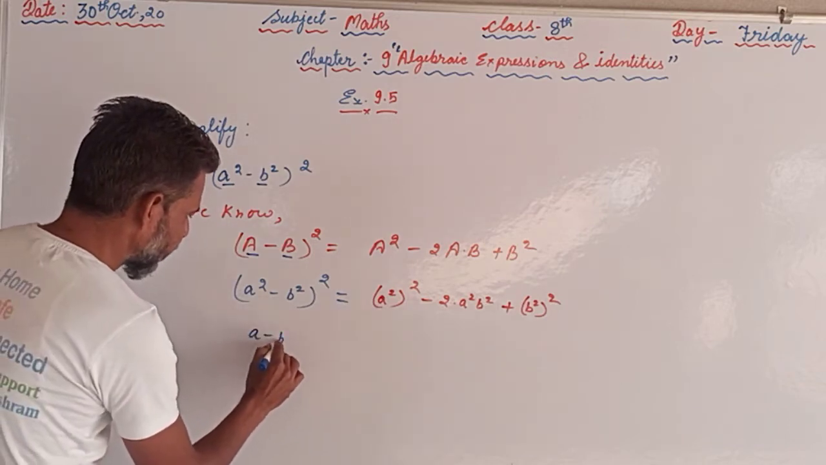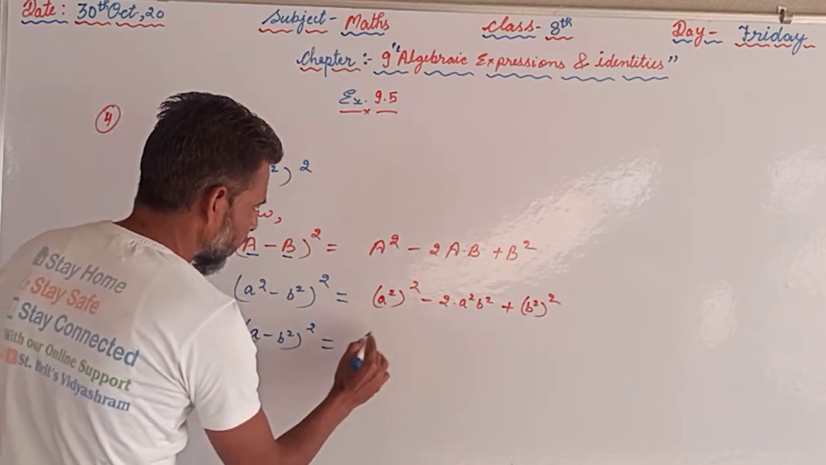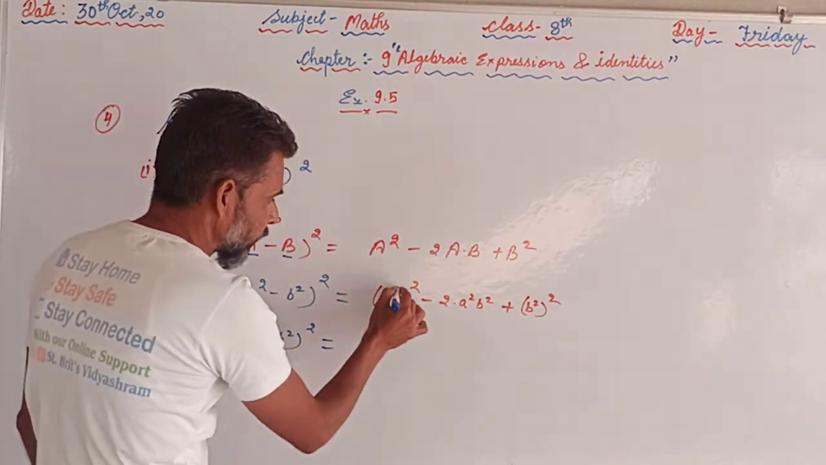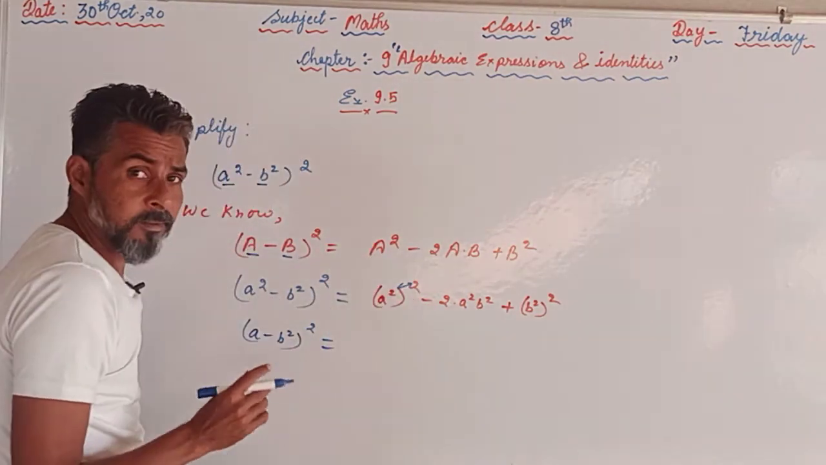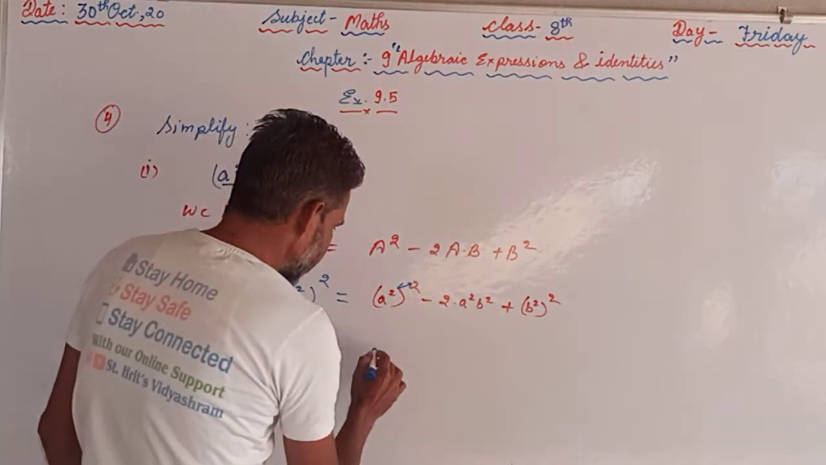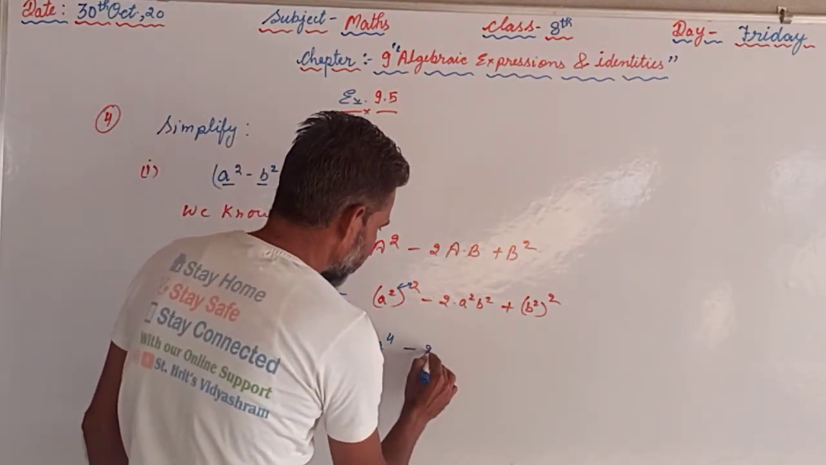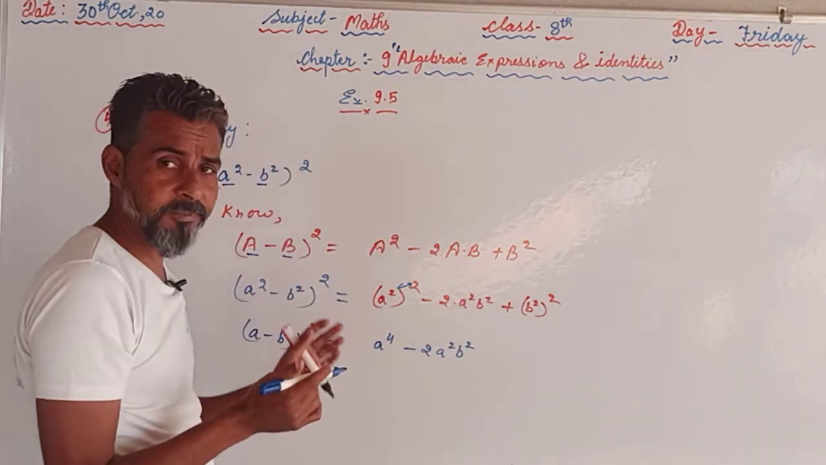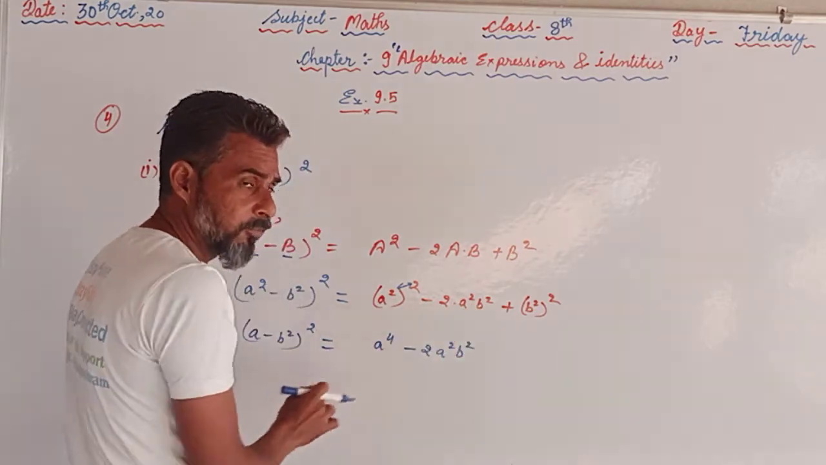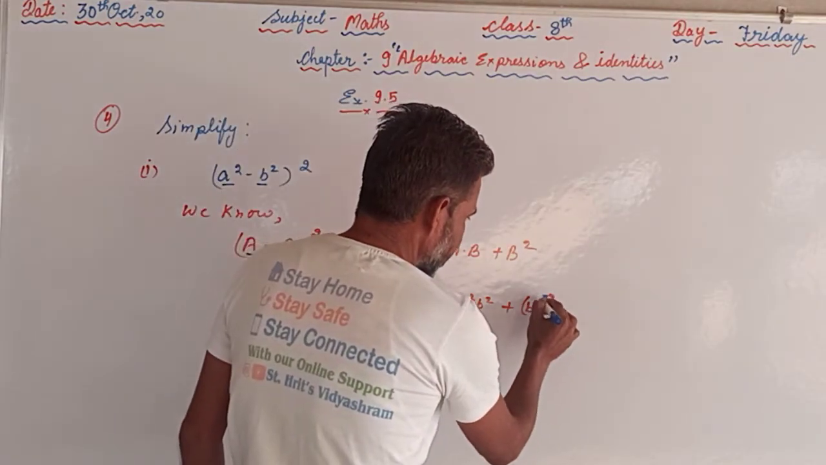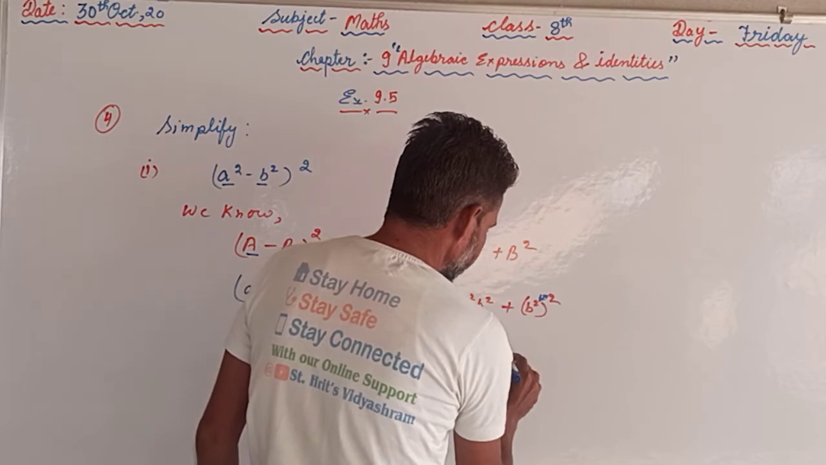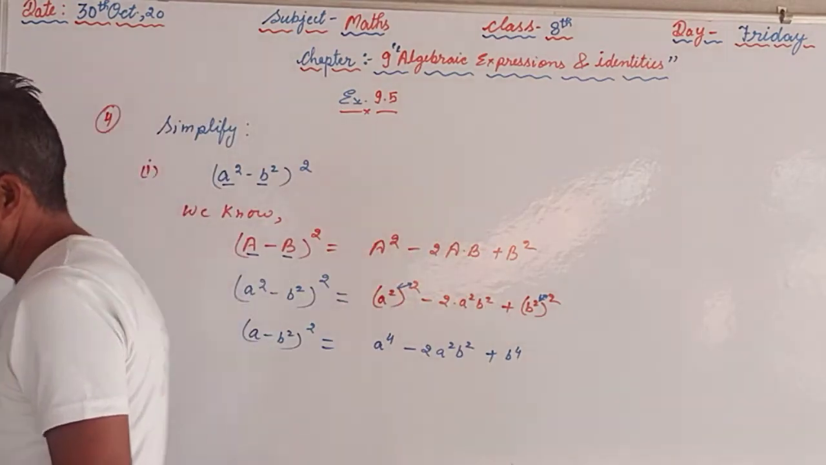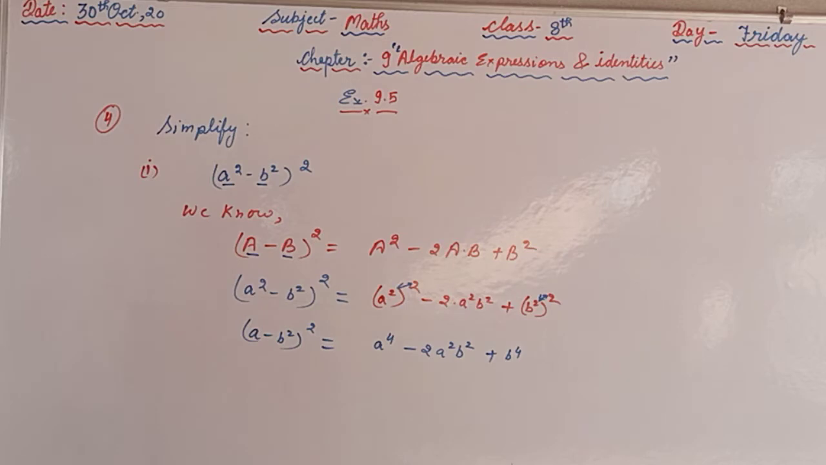So the answer will be: a square square means we are supposed to add the powers here. 2 plus 2 is 4, so a raised to power 4, minus 2 a square b square. Here we are not supposed to add because these are different variables, a and b are different variables. Here again we add the powers, and that becomes b raised to power 4. So like this we proceed with the question. Now we can discuss the next part as well.